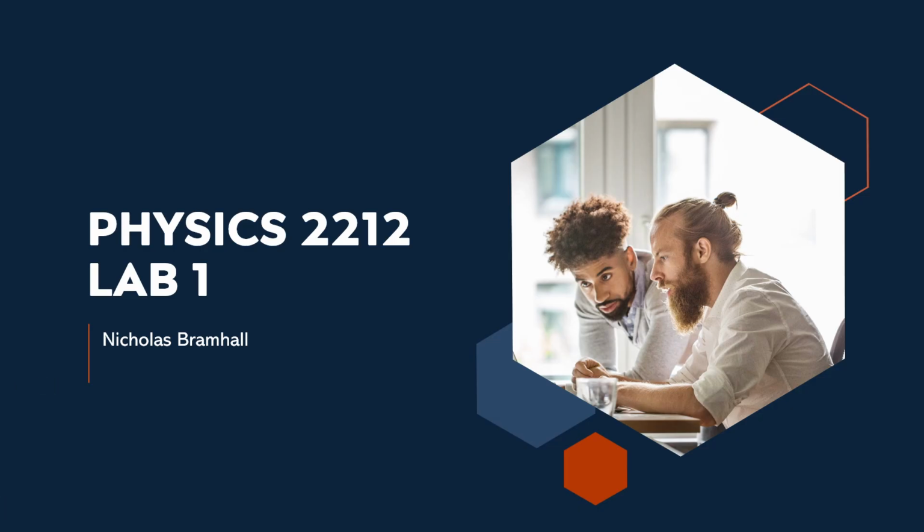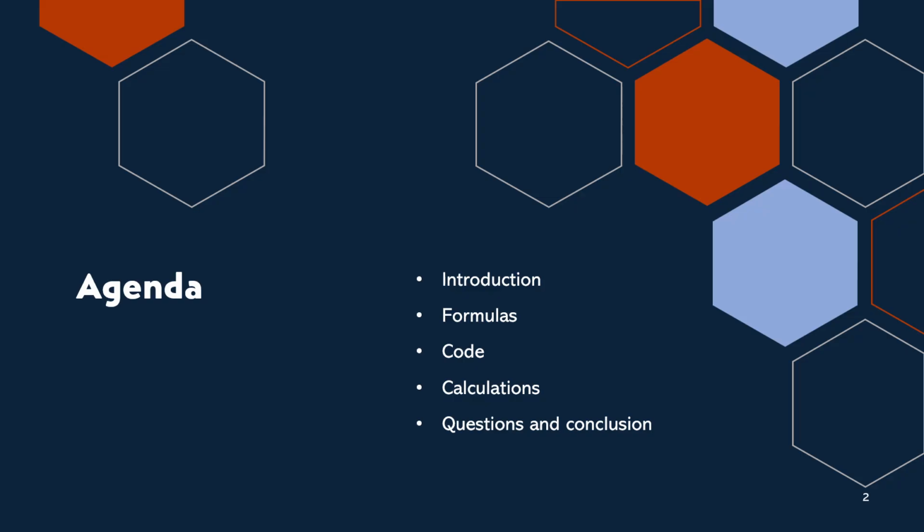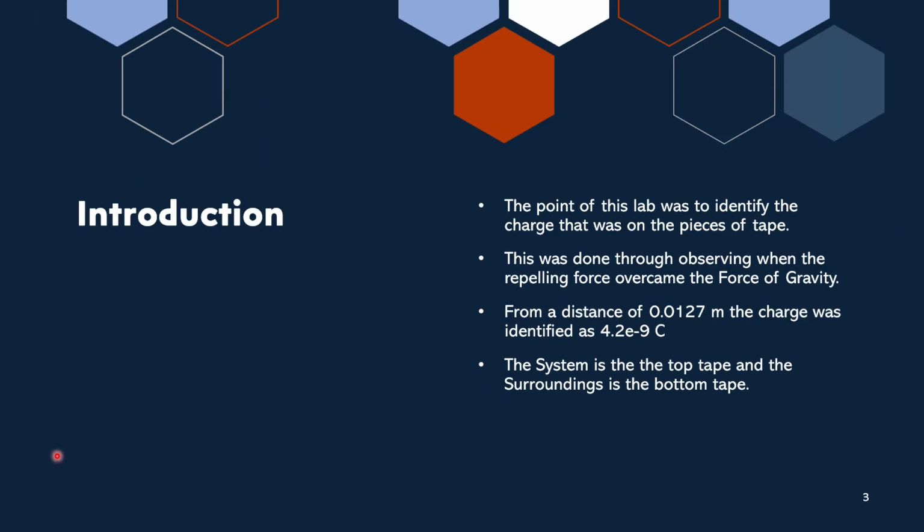Lab 1, Physics 2. Sorry. Alright, so what is this lab? This lab was a charged tape lab, and the point of this lab was to identify the charge on the pieces of tape. How this was done was through observing when the repelling forces of the two sides of the electrons overcame the force of gravity, as the force of gravity was known. And using that quality, we can figure out what the charge is.